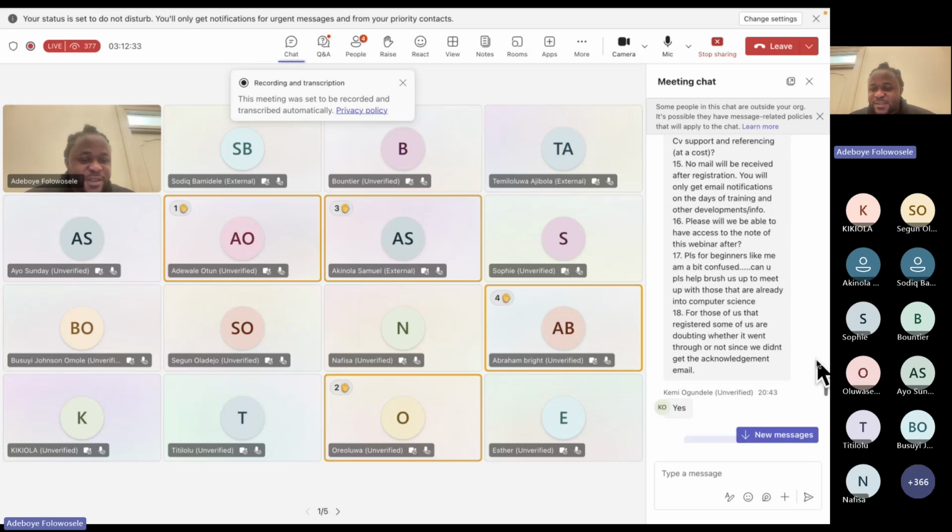Then please, for beginners like me, I'm a bit confused. Can you help beginners who are not already into computer science? Yes, for beginners, that's why I said you start with Microsoft Excel first. You first of all start with Microsoft Excel. That's why I said that.